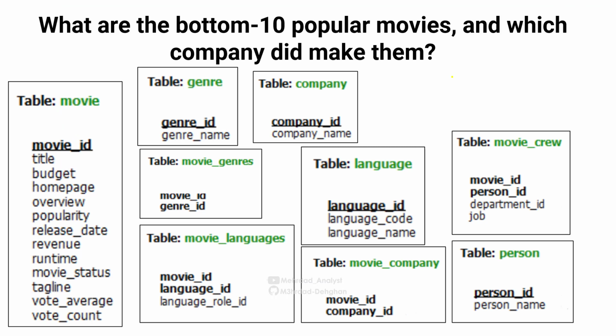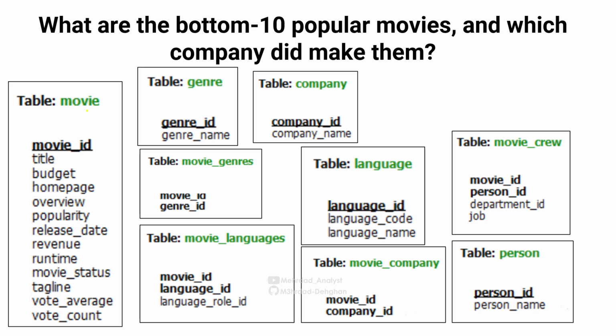The next question is asking, what are the bottom 10 popular movies and which company did make them? This question is looking to find the least popular movies, the movies that were not very popular. And as well as that, this question wants to know which producer or which company made those movies. So for answering this question, we need the entity type and data from some different tables.